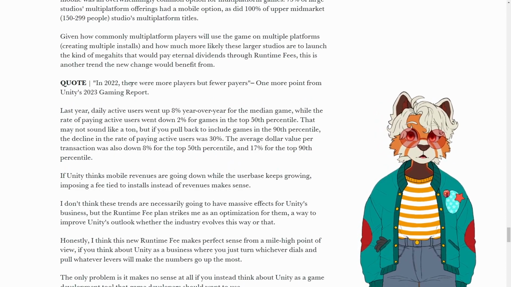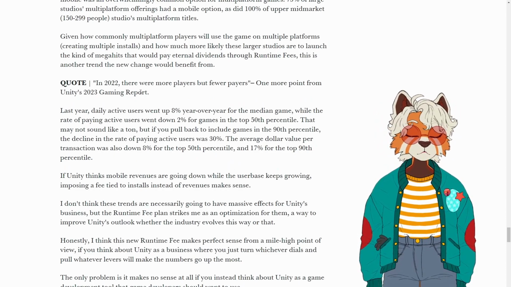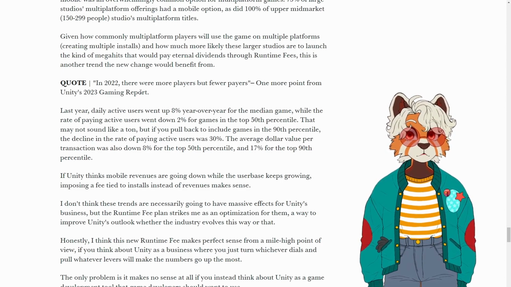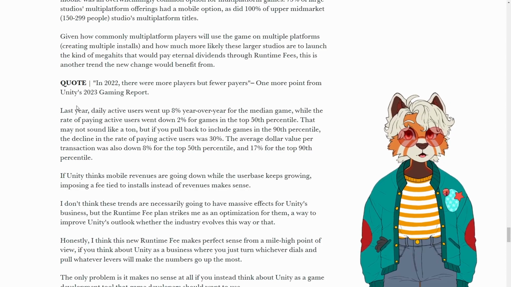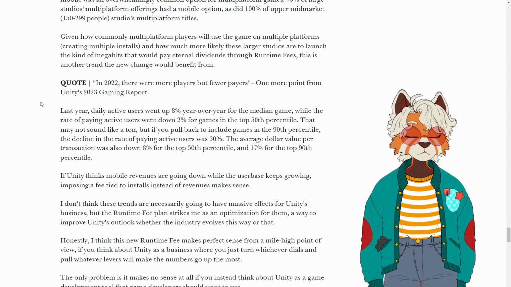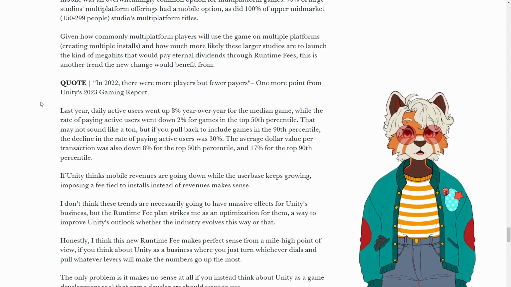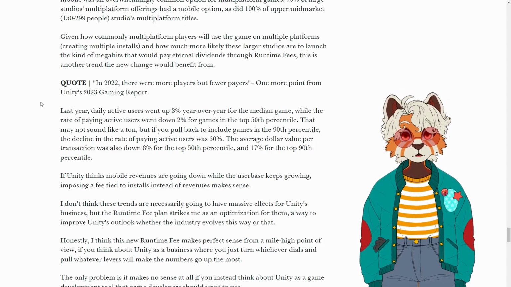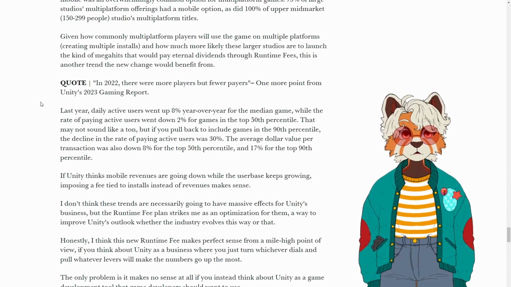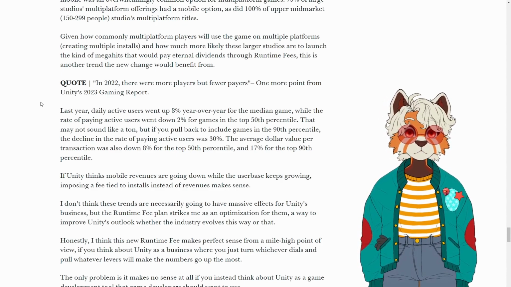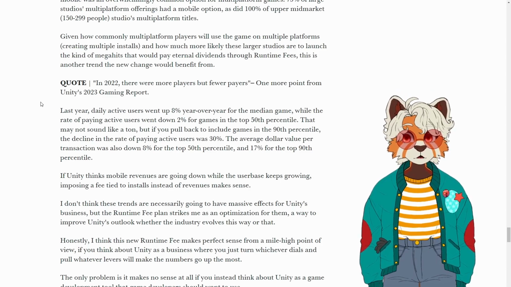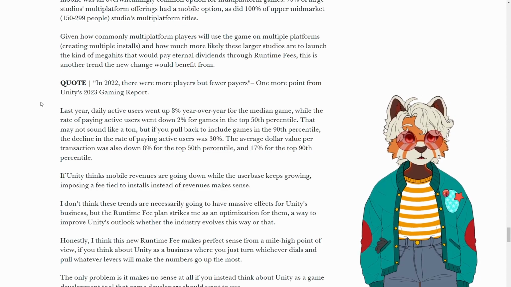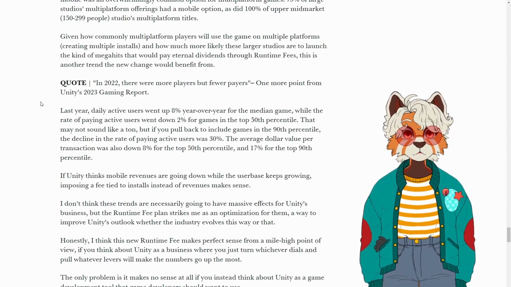In 2022, to quote them, there were more players but fewer payers, end quote. That's from Unity's 2023 gaming report. Last year, daily active users went up 8% year over year for the median game, while the rate of paying active users went down 2% for the top 50th percentile. It may not sound like a ton, but if you pull back to include games in the 90th percentile, the decline in the rate of paying active users was 30%. The average dollar value per transaction was also down 8% for the top 50th percentile, 17% for the top 90th.